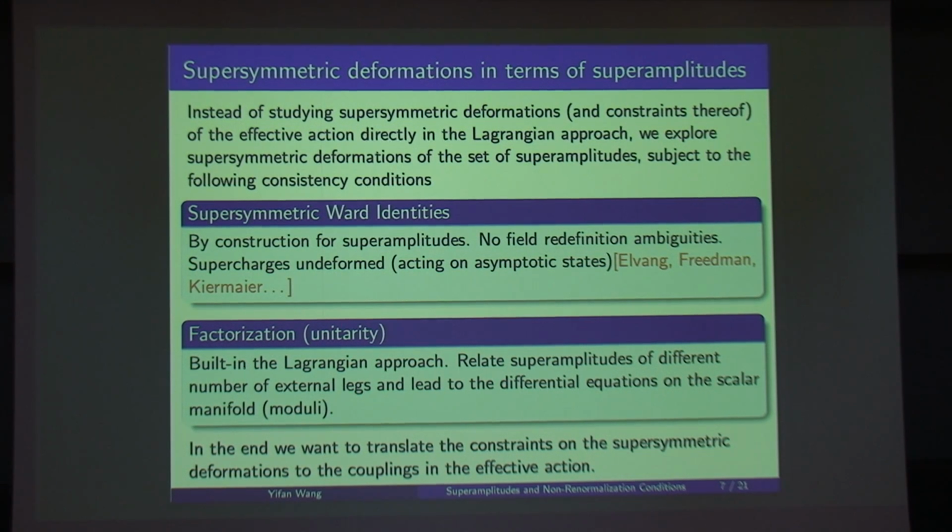But there's a second constraint which is more non-trivial, and it is, as you know, the factorization, or in other words, the unitarity constraint. This kind of constraint is obvious in the Lagrangian approach to deformation of the effective action. Factorization is basically built in. But in this superamplitude approach, factorization would relate superamplitudes with different numbers of external legs, and this will turn out to lead to differential equations on the scalar manifold of these supersymmetric theories. And after you have fulfilled these conditions, you can translate the constraints on the superamplitudes back into the language of the effective action, and derive this kind of differential equation on the couplings.